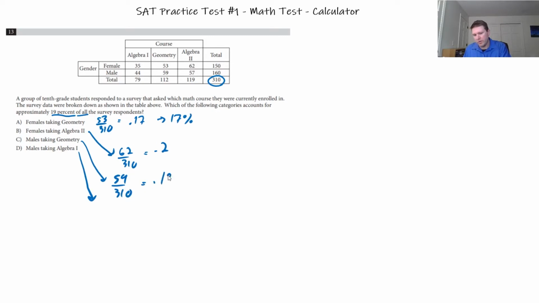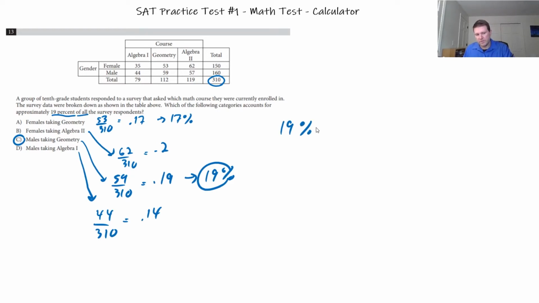That's actually 0.19, but just for the sake of being thorough, we're going to do males taking algebra 1 as well. Just make sure we got the closest one. 44 out of 310, 0.14. So we've got our clear winner right here at males taking geometry. Okay, now a really clever way to do this is you can just take 19% of 310 yourself.